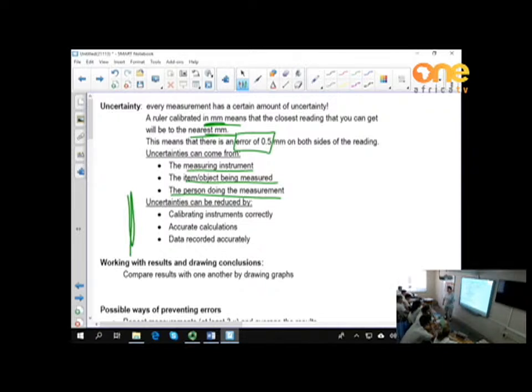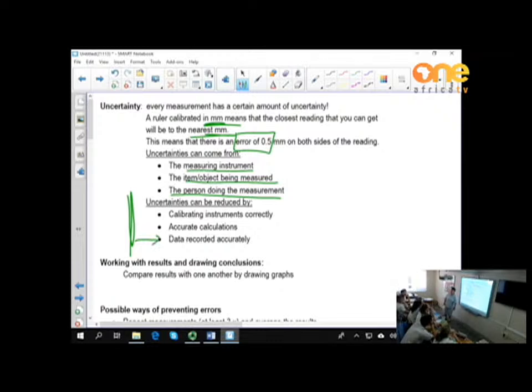Now, normally, when we buy a ruler, we don't worry much about the accuracy of the ruler because we usually use it to draw straight lines. But if I need to measure the diameter of a pipe, I'm going to buy a caliper or micrometer, which has a higher level of accuracy. Okay, so you need to choose the correct instrument as well. And then your data must be recorded accurately.